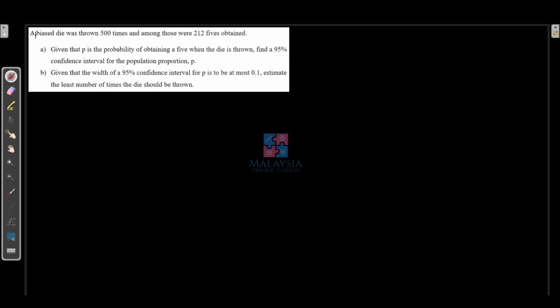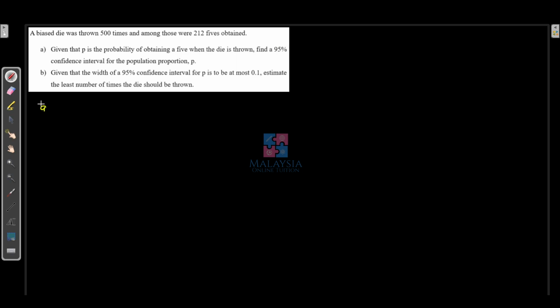Finally, we have reached the final question of this video, which is question number 5. A biased die was thrown 500 times and among those were 212 fives obtained. For part A, given that P is the probability of obtaining a 5 when the die is thrown, find a 95% confidence interval for the population proportion P.